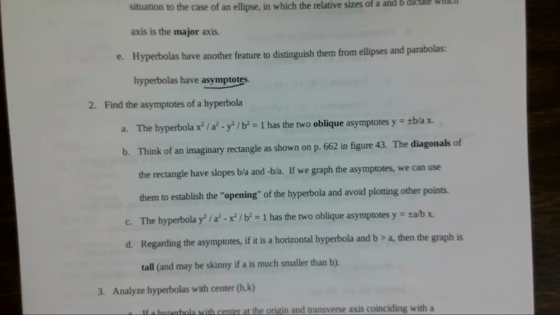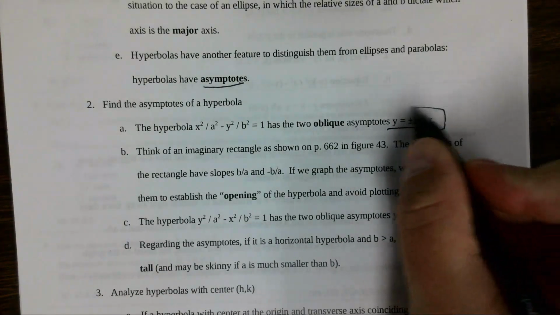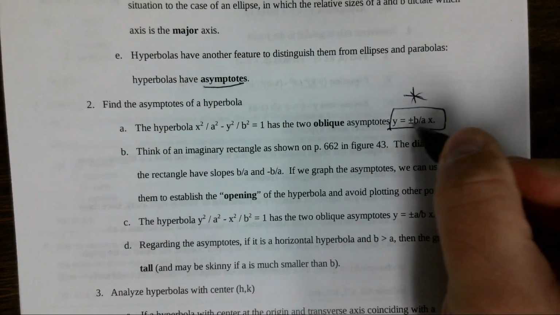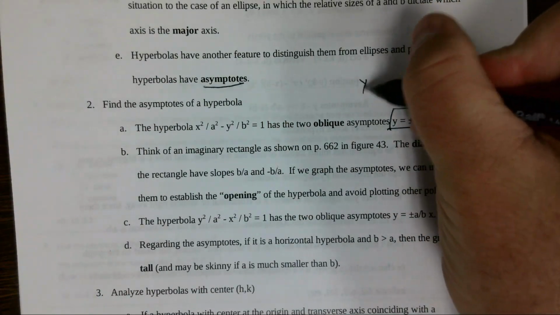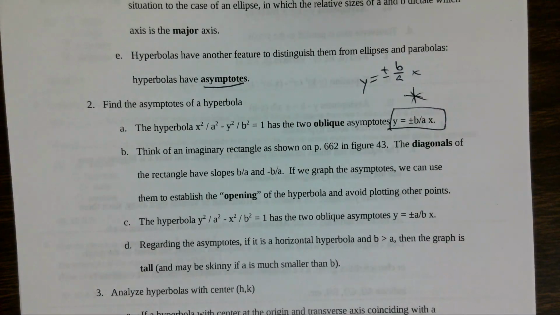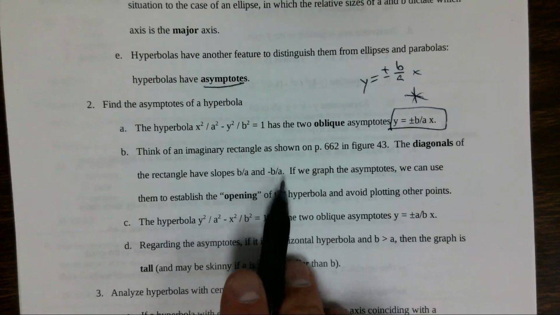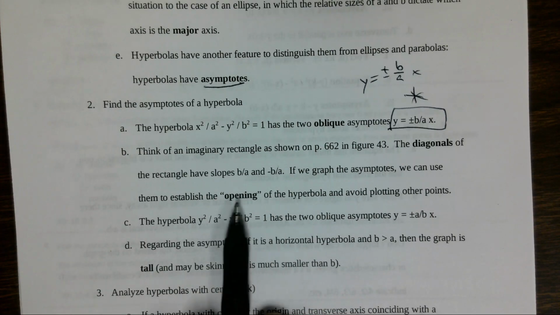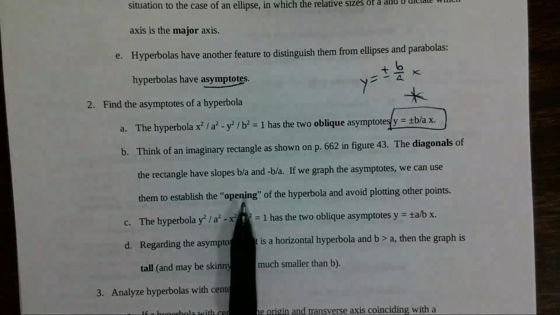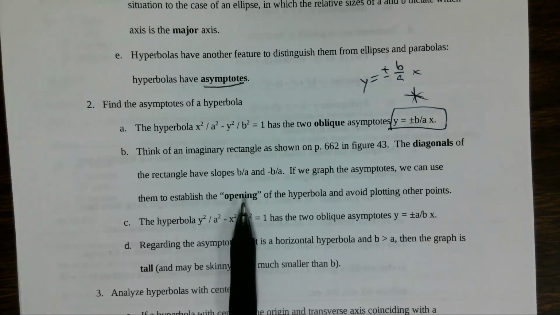So to find your asymptotes, you use this formula, which is very important. It's plus and minus b over a times x. The diagonals have slopes b over a and negative b over a. Okay, so let me go to that page. You can also see it on your online textbook, page 662.